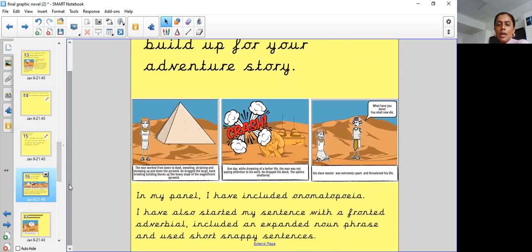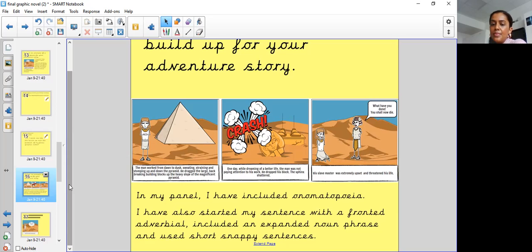So my build-up. The man worked from dawn till dusk, sweating, straining, and stomping up and down the pyramid. He dragged large back-breaking building blocks up the heavy slope of the magnificent pyramid. One day, while dreaming of a better life, the man was not paying attention to his work. He dropped his block. The Sphinx shattered. His slave master was extremely upset and threatened his life.